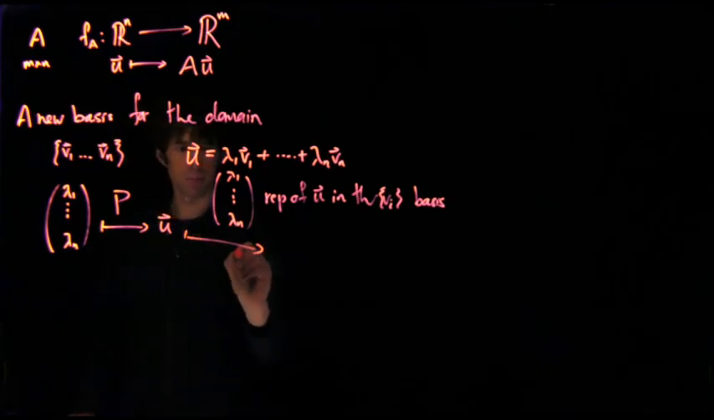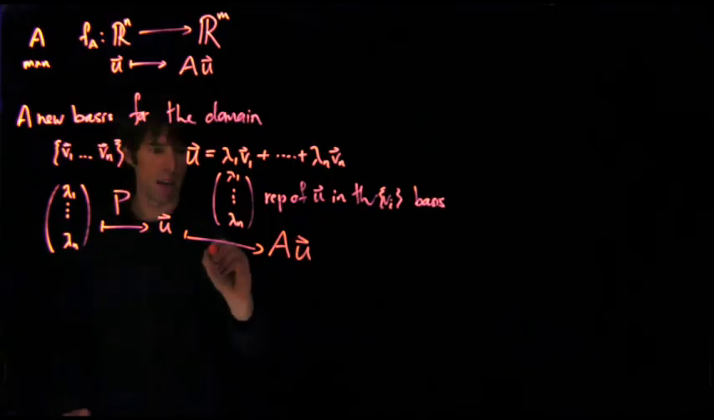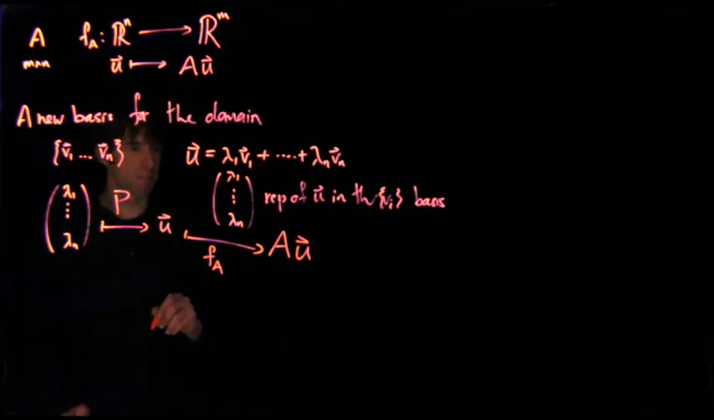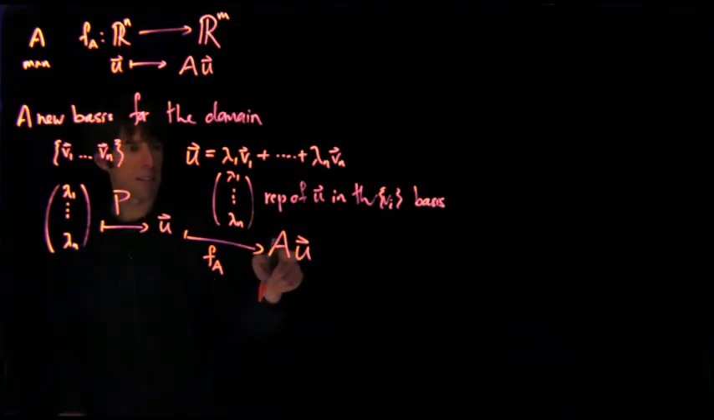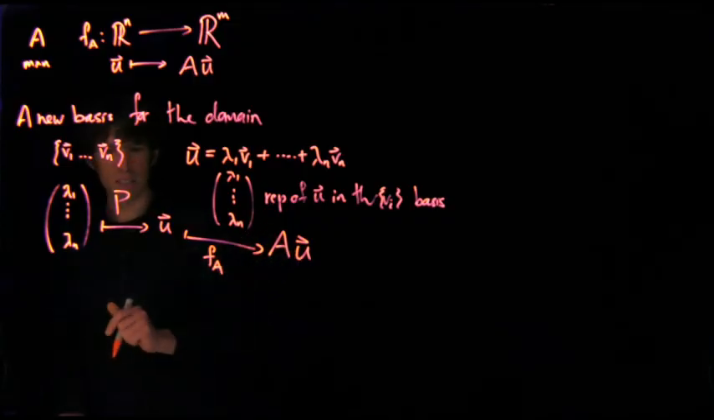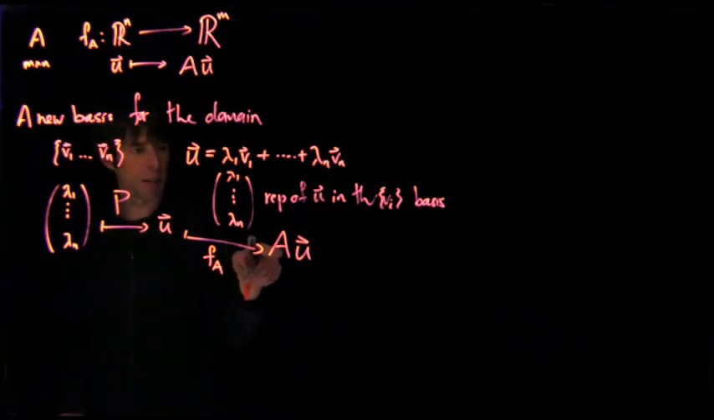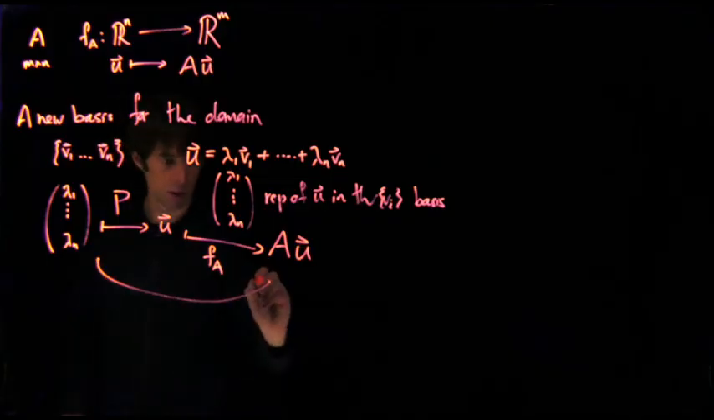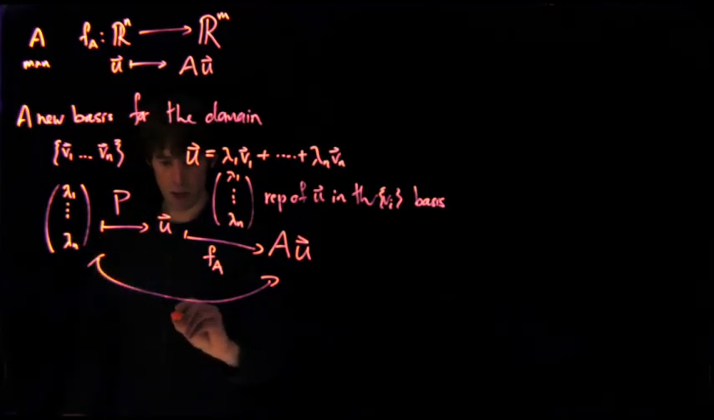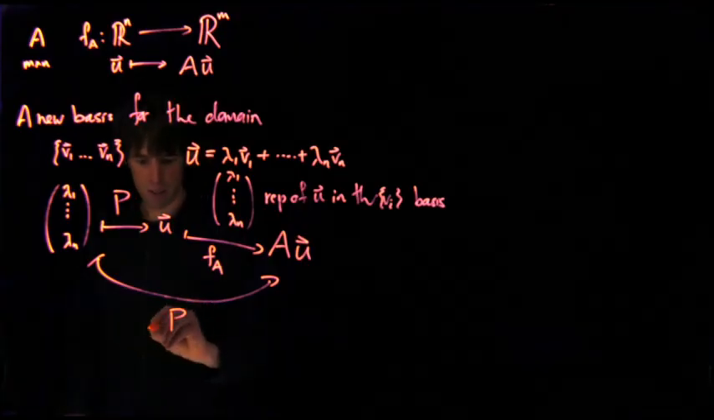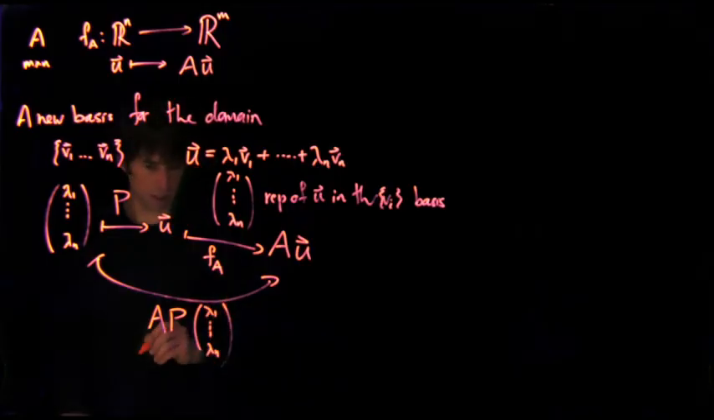Now from here, I can multiply by this matrix A, and so this is doing my linear transformation f sub A, and f sub A is just multiplication by A. So we find out that the output of this linear transformation is given by taking an input represented in the v basis and multiplying by the matrix P, and then multiplying by the matrix A. So this composition here is given by sending this thing to multiply by P first, and then by A, and we're acting on lambda 1 up to lambda n.